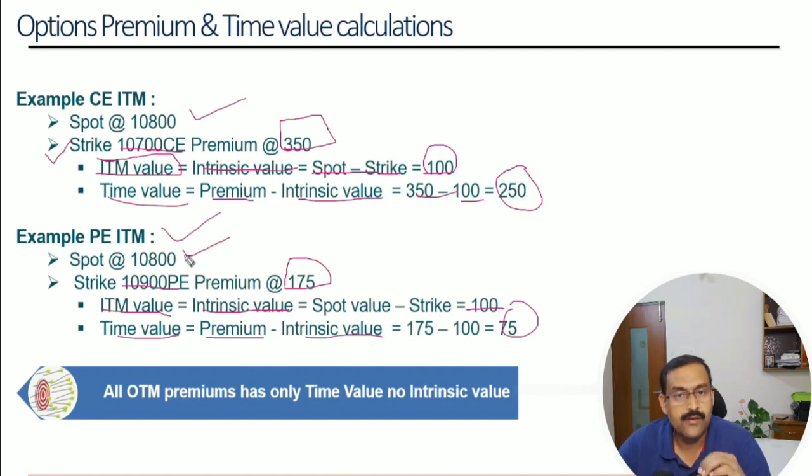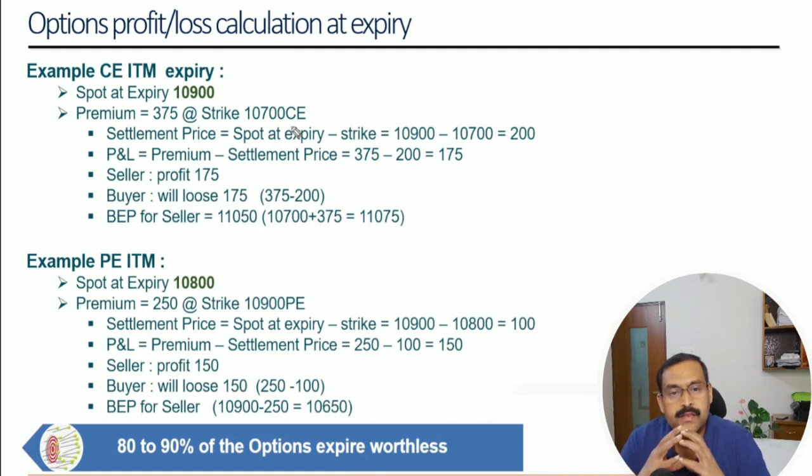That is how we have to calculate the in the money value and the time value for call and put options. Again, I would like to reiterate that all the OTM strikes or the OTM premiums only have the time value and they do not have any intrinsic value. They expire worthless. Let us now calculate the profit and loss from both buyer and seller point of view for call option and put option when they get expired.